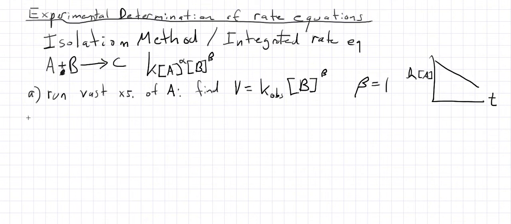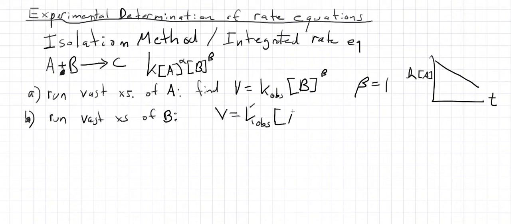Now we run the reaction with a vast excess of B. Maybe we put in 100 times as much B as we do A. So the A is going to be depleted rapidly during the course of the reaction, while the B will remain virtually unchanged. In this case we're finding V, and we'll call this k observed prime because it will be a different number. We'll be finding how the concentration of A affects the rate.